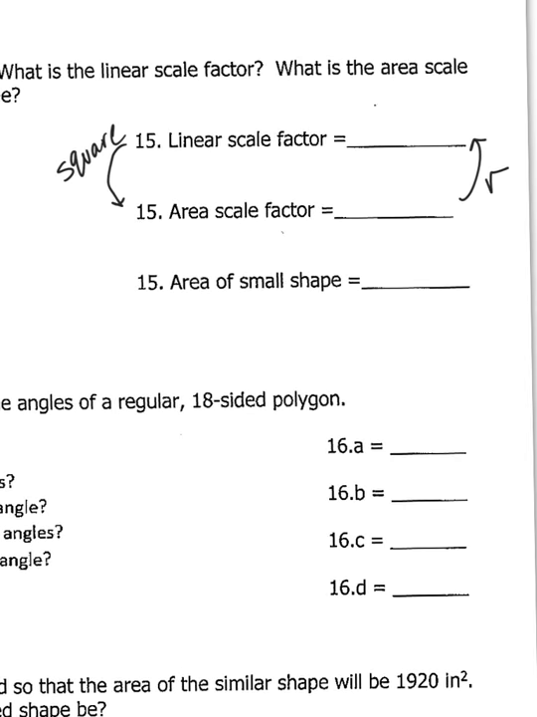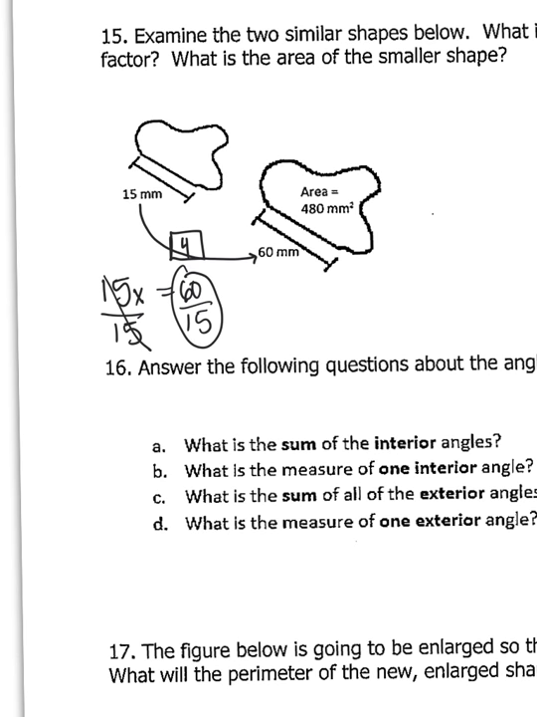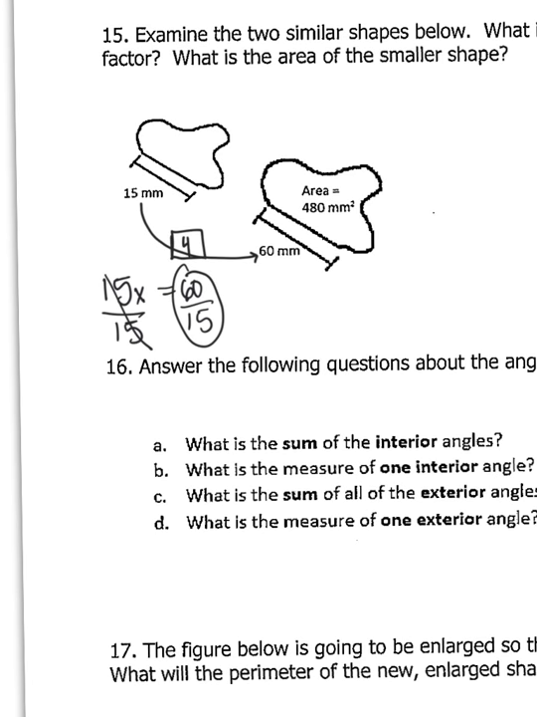If my linear scale factor is 4, I have to then square to go to my area scale factor. 4 squared is 16, so that means that my area scale factor is 16. So whatever number was the area of this weird little shape was multiplied by 16, because I'm talking area, to get this big area. So then to go backwards, I do the opposite of multiply by 16. I would divide by 16 to get my small area.